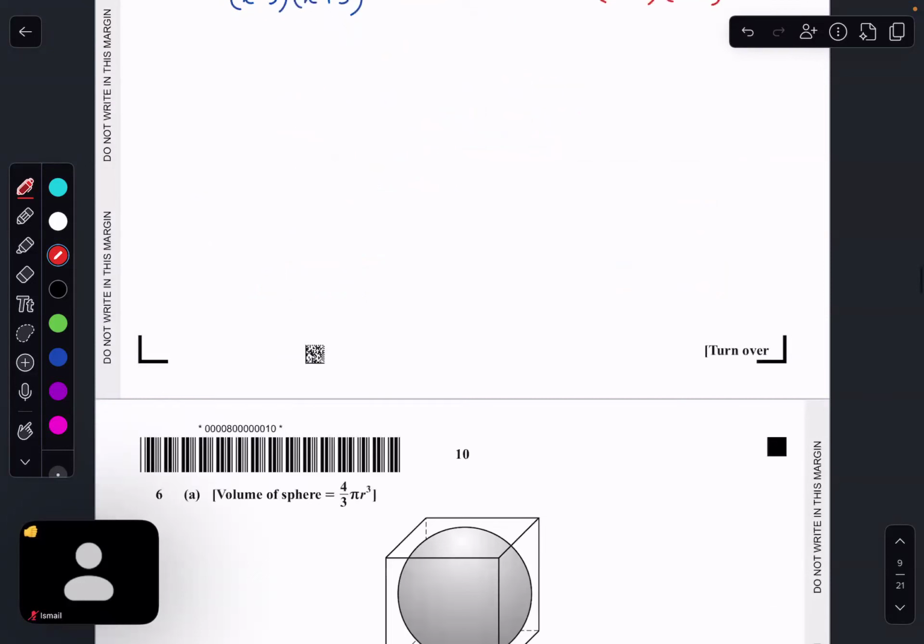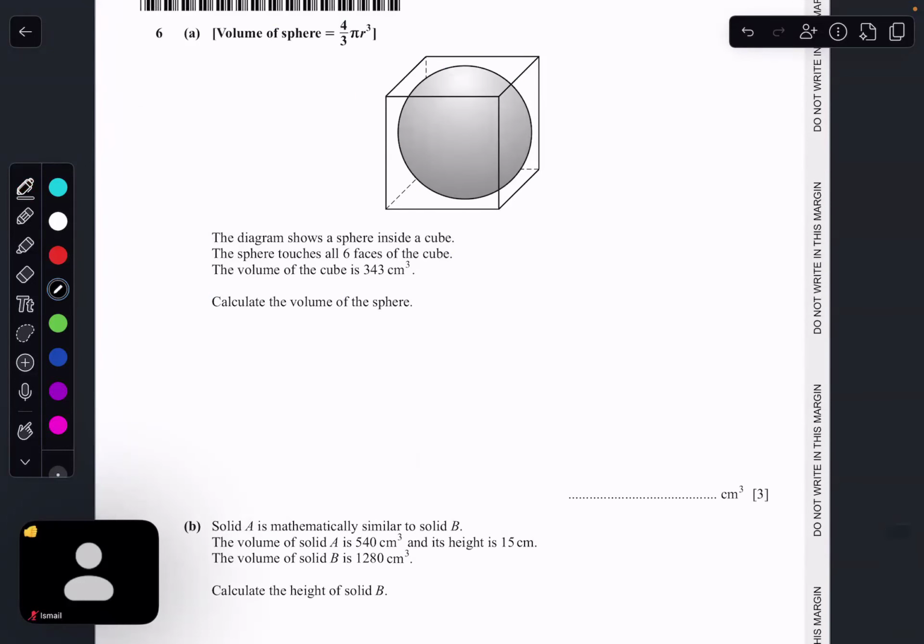Question number 6 over here. The diagram shows a sphere inside a cube. The sphere touches all 6 faces of the cube. The volume of the cube is 343 centimeter cube, and calculate the volume of the sphere. So it's touching the cube at certain points. If we are dealing with a cube, then the length is the same as the width, is the same as the height. So let's say all of them are x.